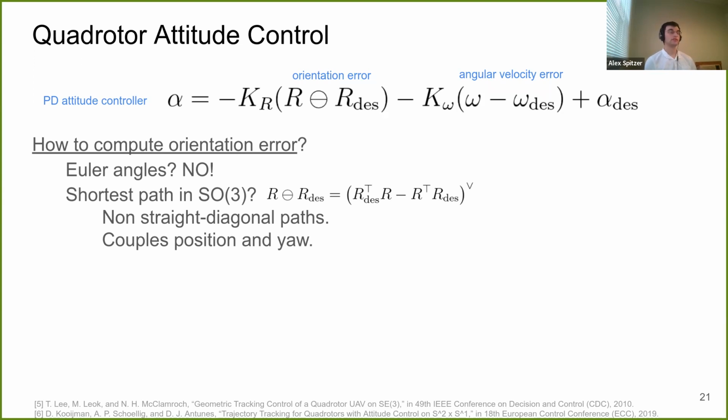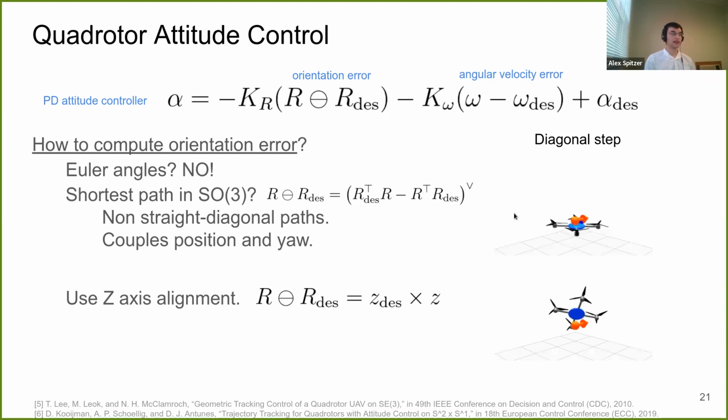But since we have this additional constraint with the quadrotor that the acceleration lies along the z-axis, it's actually not the best for quadrotors, because it leads to these non-straight diagonal paths, as you'll see in a moment, and it couples the position and the yaw of the robot. What's better to use is just to align the z-axis. So ignore the x and y axes of the orientation, take the two z-axes and align them. And that does leave an extra degree of freedom, and that can be solved for by asking the question, well, where do you want the robot's x-axis to point, for example?